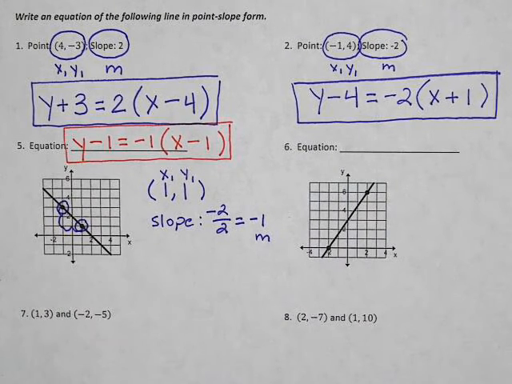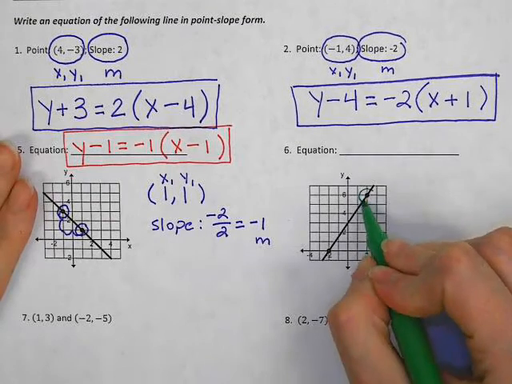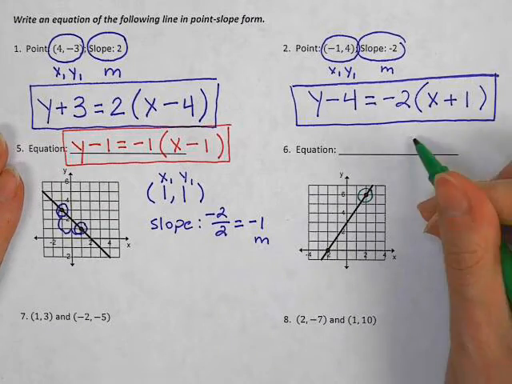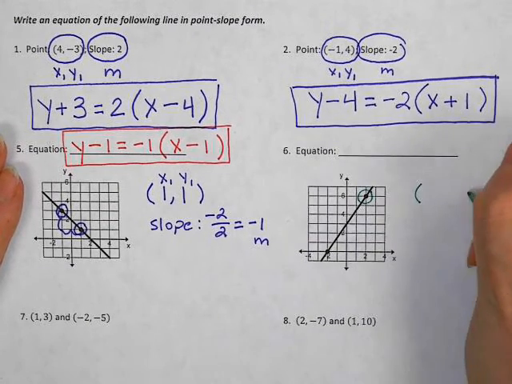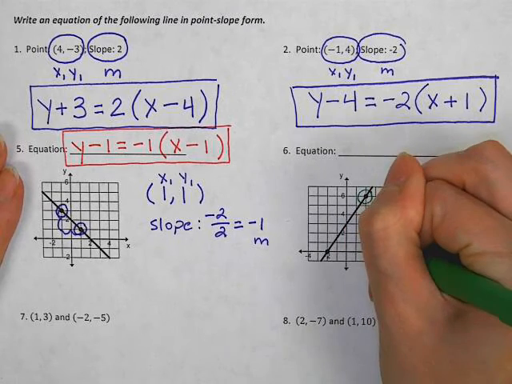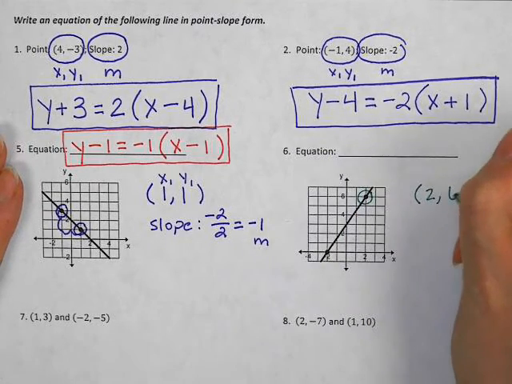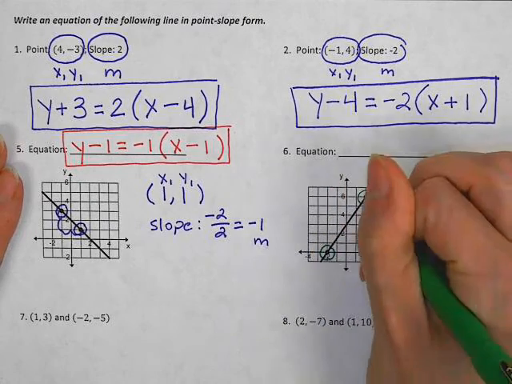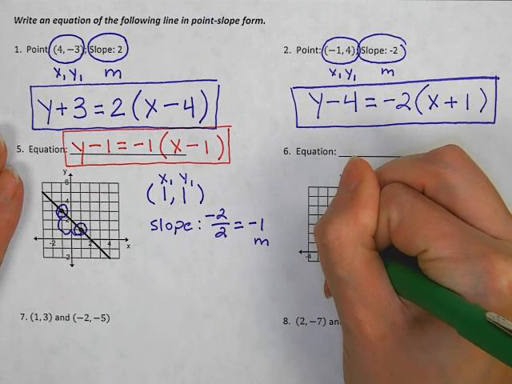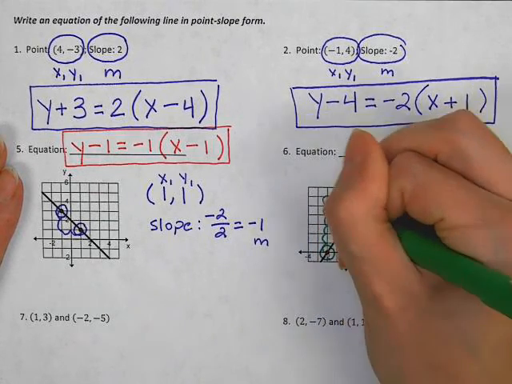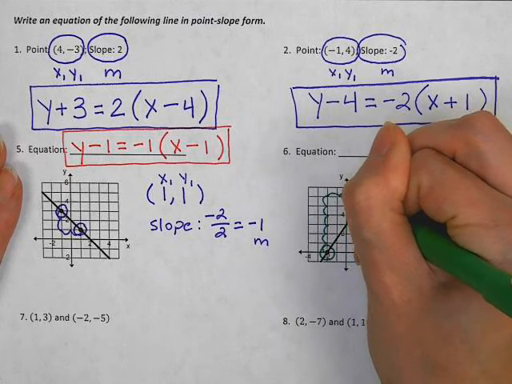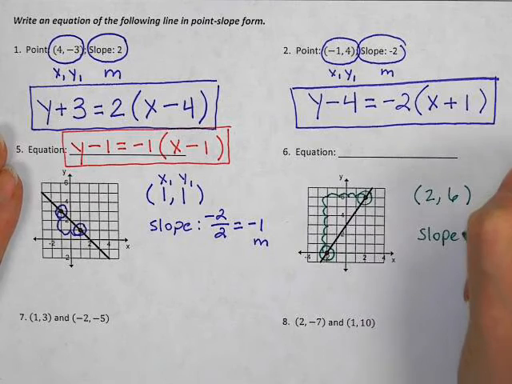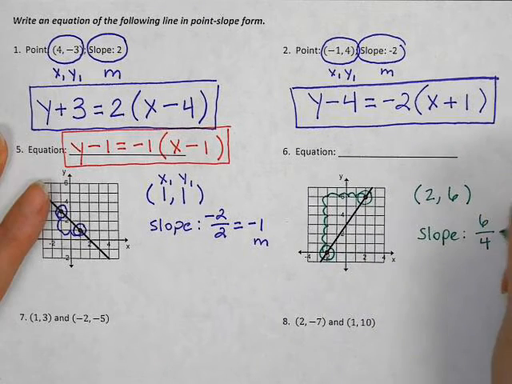All right, let's try number 6. So again, you pick which point you like better. I'm going to pick this one. Doesn't matter. There's two different answers for this problem. This point is at, what is that, 2, 6. And then we need to find the slope ourselves. How do you get from point to point? We're going up 1, 2, 3, 4, 5, 6 over 1, 2, 3, 4. So the slope is up 6 over 4, and I'm going to reduce that by 2 to 3/2.